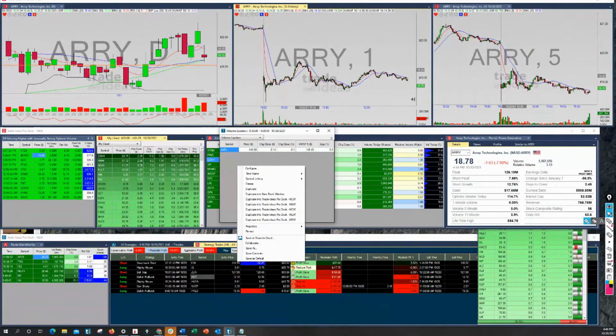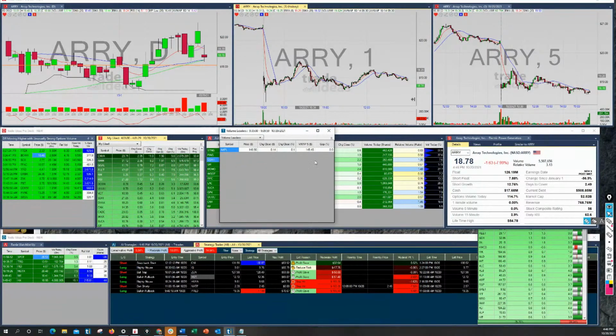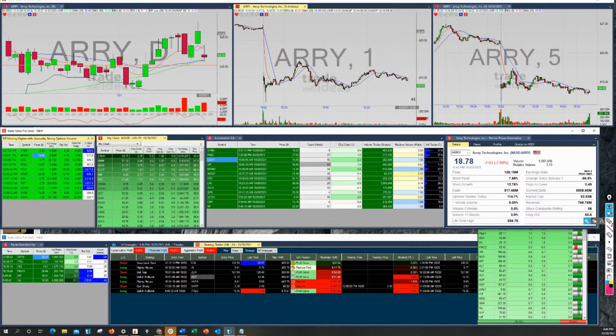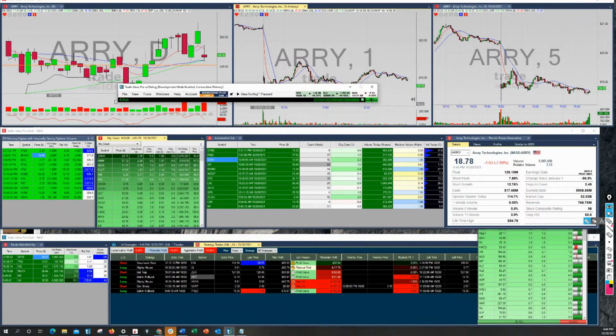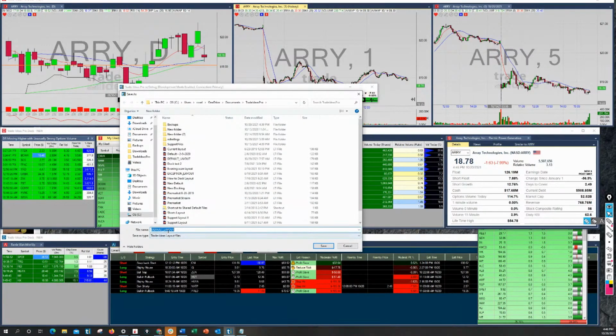And if nothing else, all you have to do is delete them, get rid of them, Tom, exit out, boom, now it's gone. And then if you go to File, Save Layout, and you save your layout, this is what it'll come up as, this default layout here. This is the layout that will load up every time you start Trade Ideas.